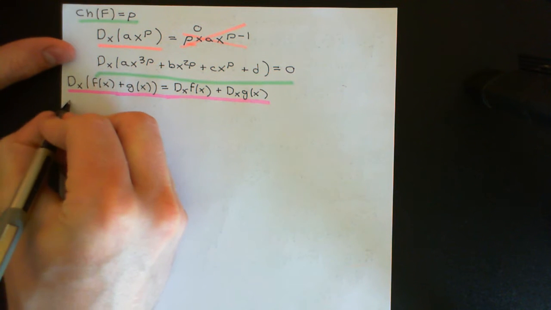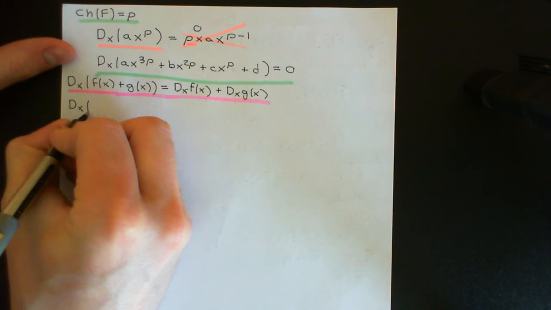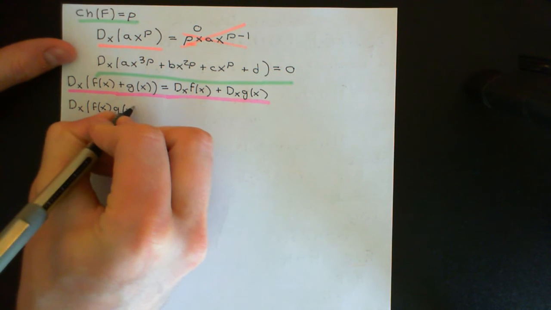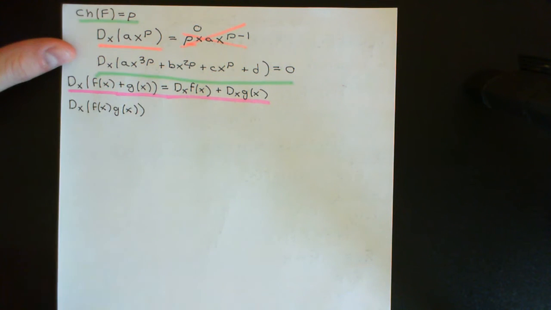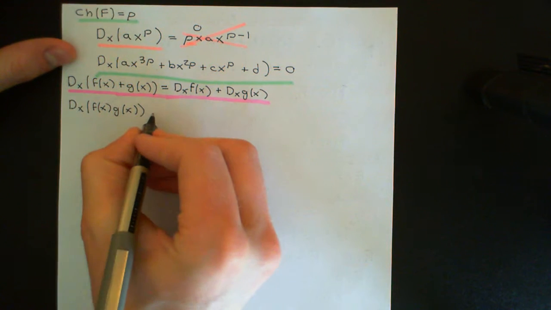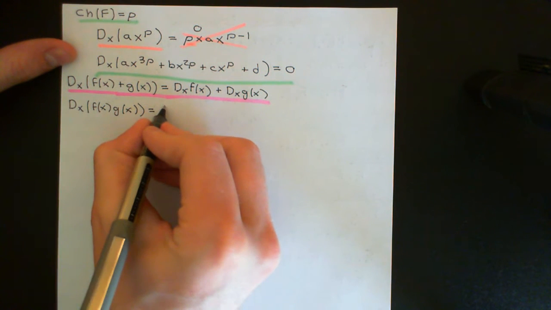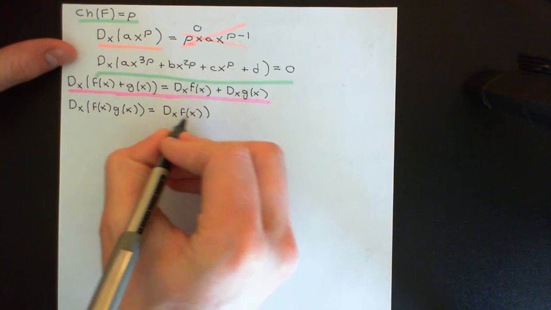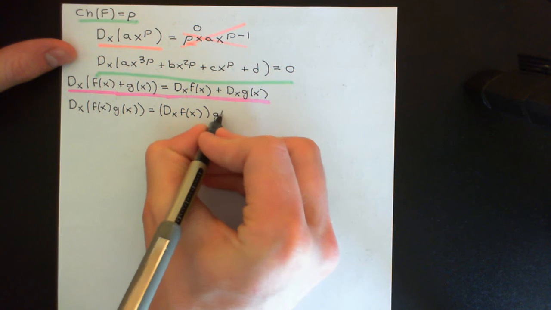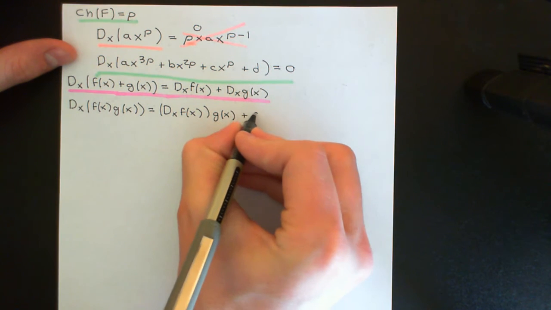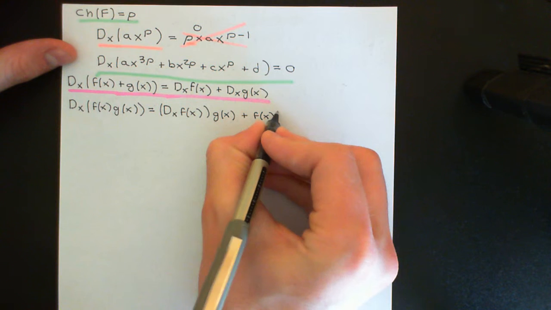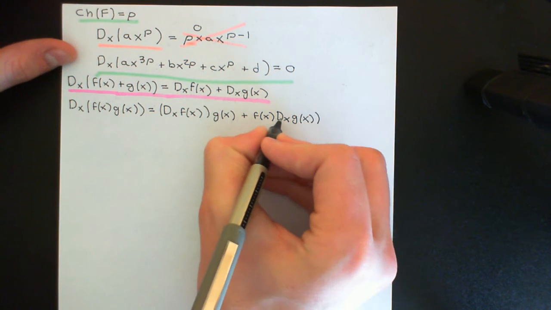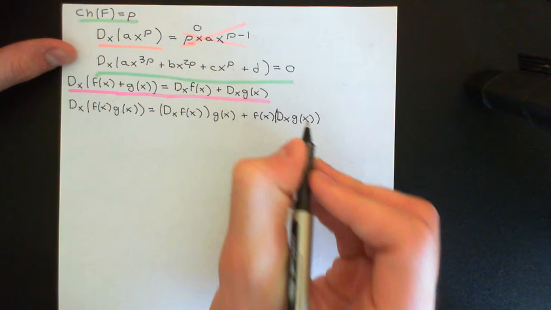And then the other rule is the product rule. So if you take the derivative of the polynomial f of x times g of x, and again they're being multiplied together in the ring of polynomials over the field, this is going to equal the derivative of f of x, times g of x, plus f of x times the derivative of g of x, like so.